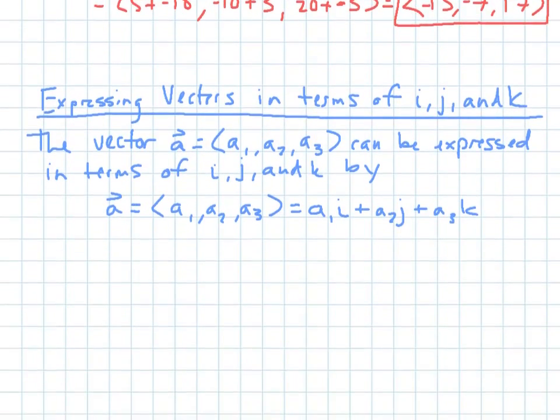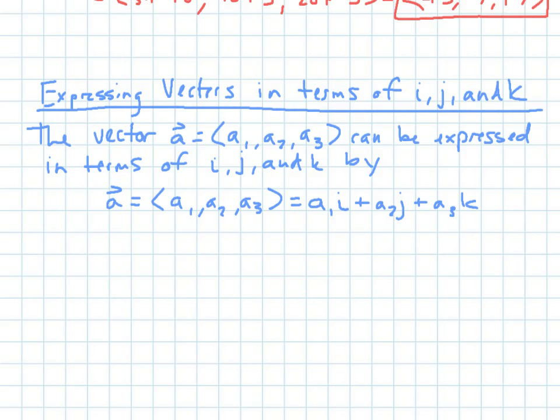Next thing is, just like in 2D, we can express our vectors in ijk form. Instead of just i and j, now that you have that z value, k is going to represent the z value. So if I have a vector a sub 1, a sub 2, and a sub 3, then to express it in terms of i, j, and k, I take a sub 1 times i, plus a sub 2 times j, plus a sub 3 times k. And that would be my ijk form.